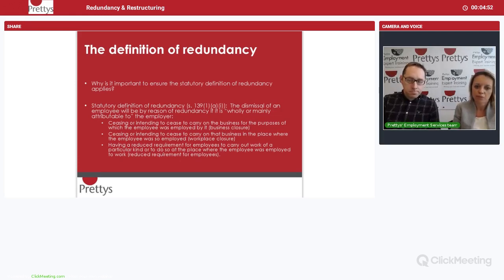And that is, first, was the employee dismissed? And if so, we move to the second stage, where they ask, have the requirements of the business for employees to carry out work of a particular kind ceased or diminished? Or if not, was there a business closure or workplace closure? And that's obviously looking at the definitions there. And if so, the final question they ask is, was the dismissal of the employee caused wholly or mainly by either the business closure or the workplace closure or the reduced requirement for employees? And that's a useful test to be aware of and remind ourselves of when we go through the process.